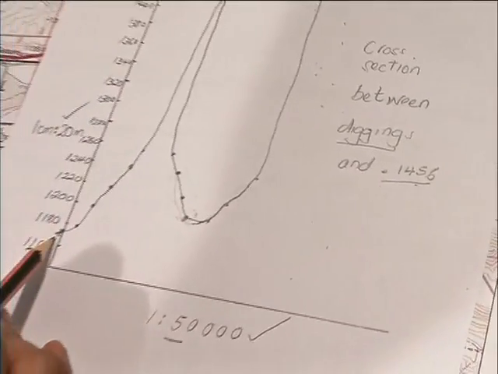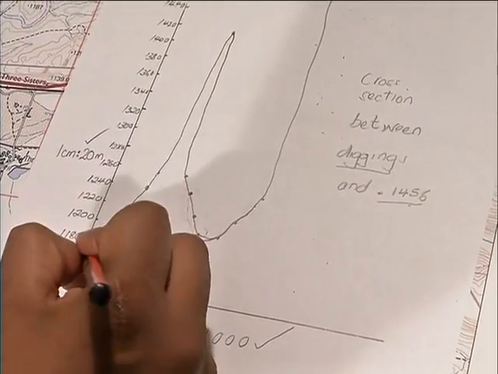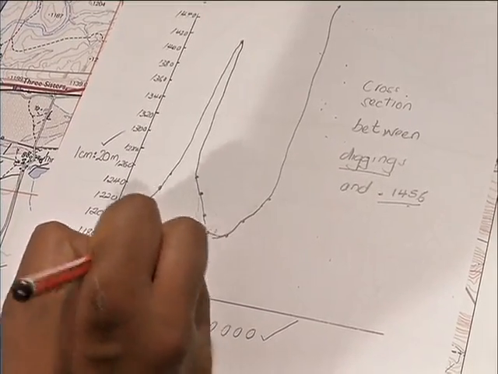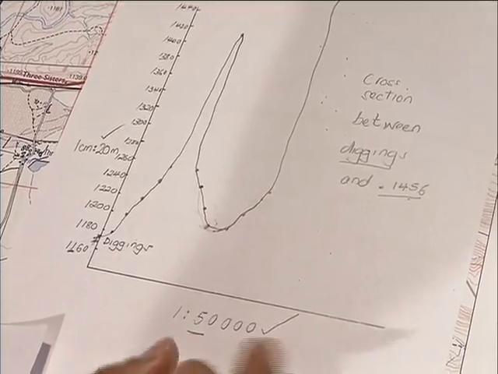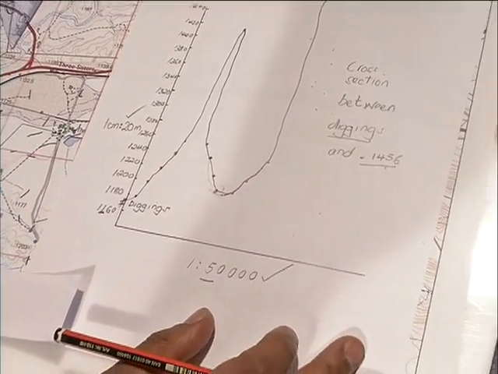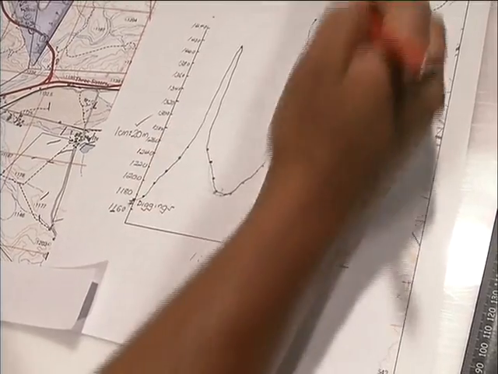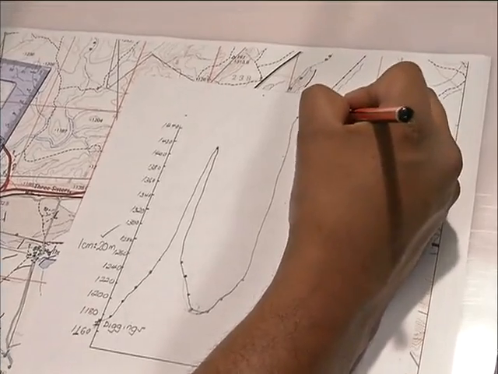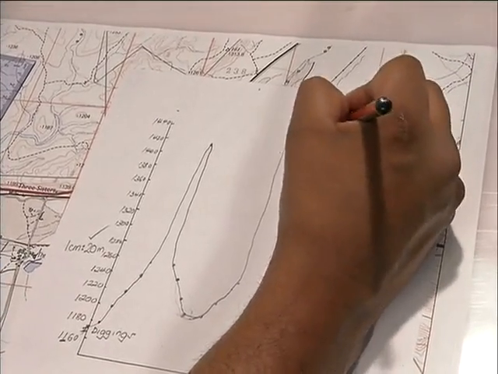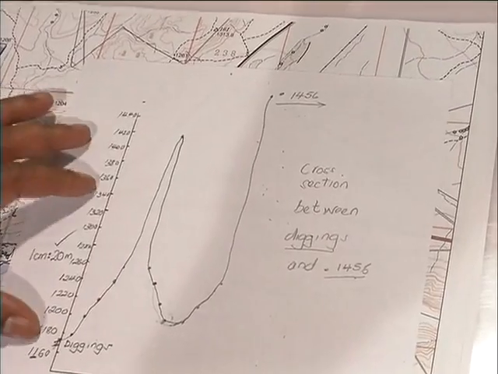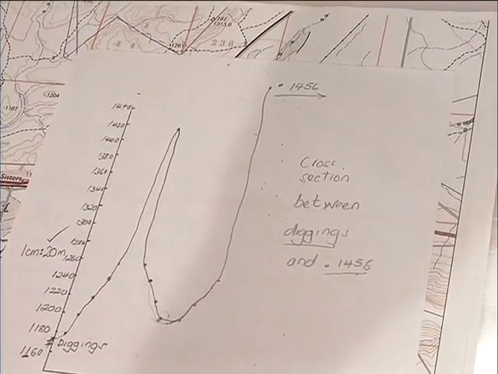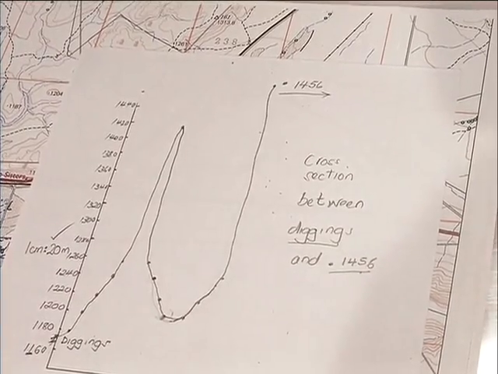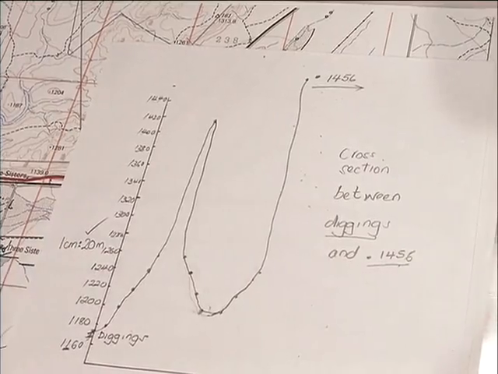At that point, I have my diggings, and I will label that part my diggings. Remember, a diggings is another term on a topographical map for any mining activity. In this case, my final point is here, spot height 1456. And this, ladies and gentlemen, boys and girls, is what we call a cross section. Right? Let's now move back to the screen in order to further identify what it is that we are required to do.